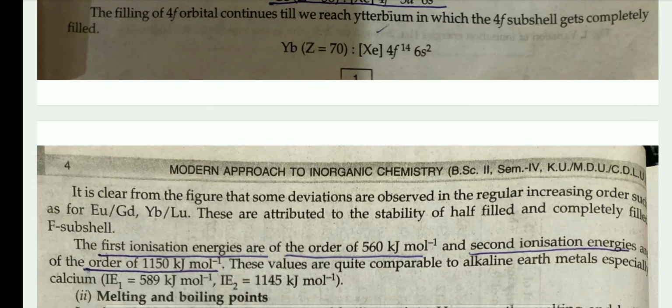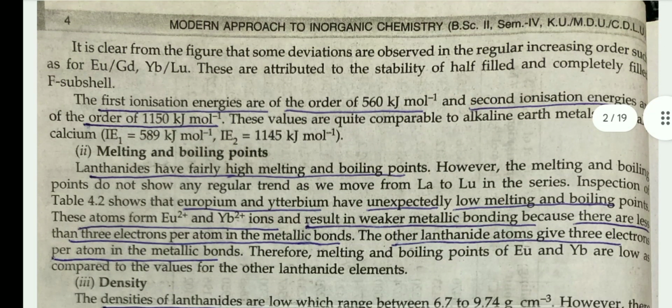It is clear from the figure that some deviations are observed in the regular increase order, such as for Eu, Gd, Yb, Lu. These are attributed to the stability of half-filled and completely filled f subshell. The first ionization energies are of the order of 560 kJ mol inverse, and second ionization energy of the order of 1150 kilojoule mol inverse. These values are quite comparable to alkaline earth metals, especially calcium.